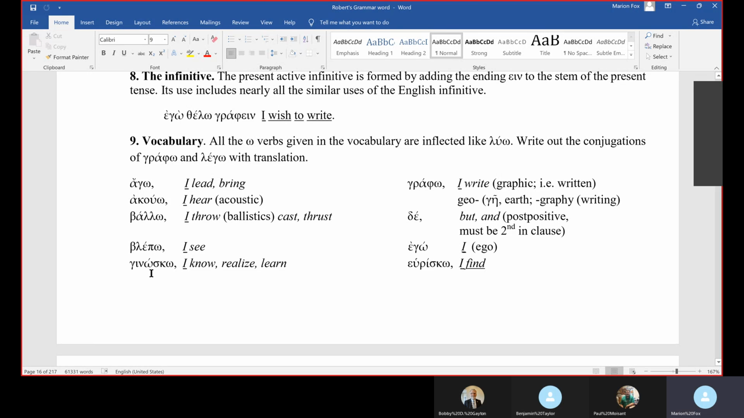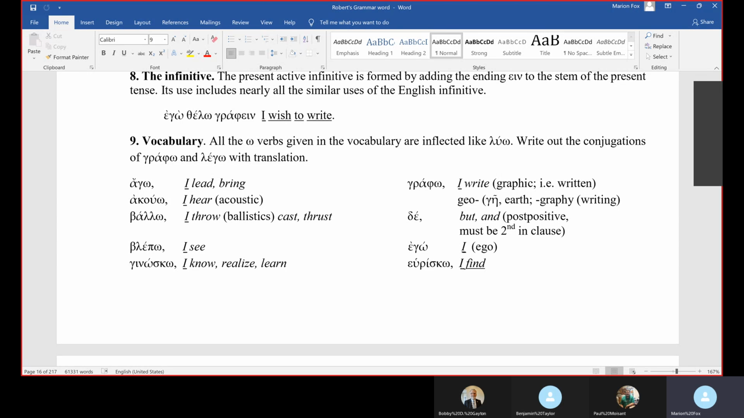Gnosko. I'll assign some for you. I know, I realize, I learned. Now, this is the Greek. I think it's in about page 10 in our book here.